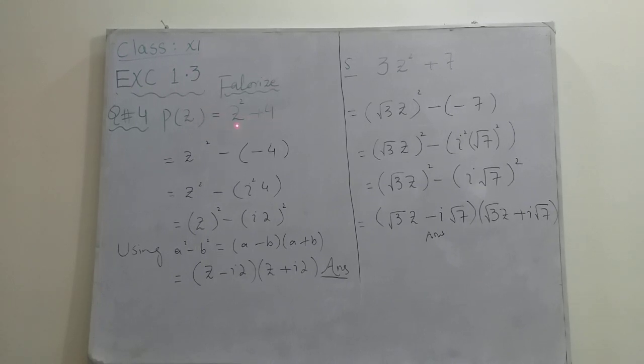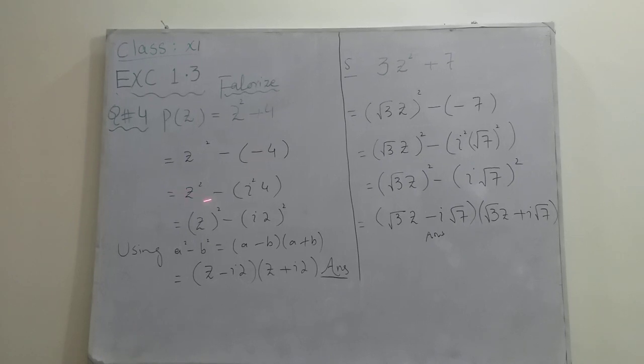Now you can see we cannot make a formula for z square plus 4, so we will write it differently. Because we need a minus sign in the center, we can write z square minus minus 4, and minus minus again becomes plus. Now for this minus sign we will use iota square, because we know that the value of iota square is minus 1.